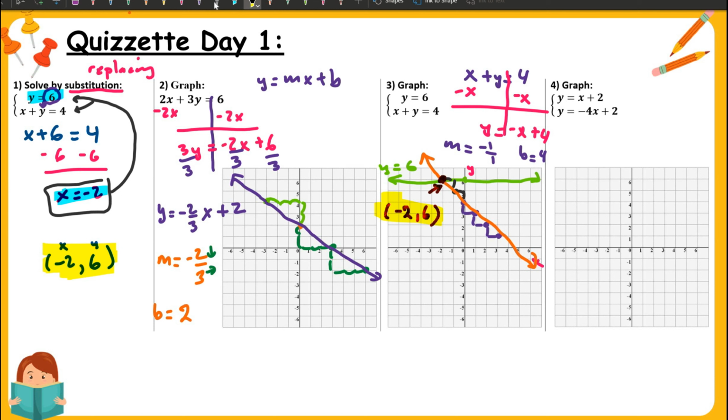Alright, number 4. You should know how to do number 4. If you know how to do it, pause the video, try it out. Okay. M and B. Slope is number in front of x, which is 1 over 1. Your y-intercept is 2. So we begin at 2. Up 1 over 1. Up 1 over 1. Or you can do the reverse. Down 1 over 1.